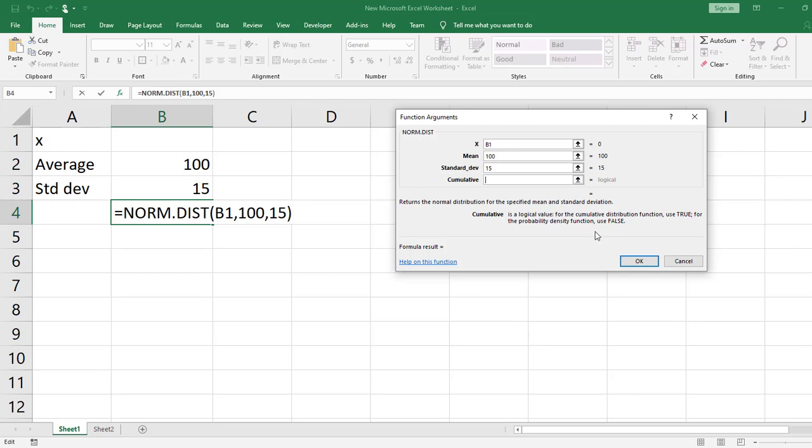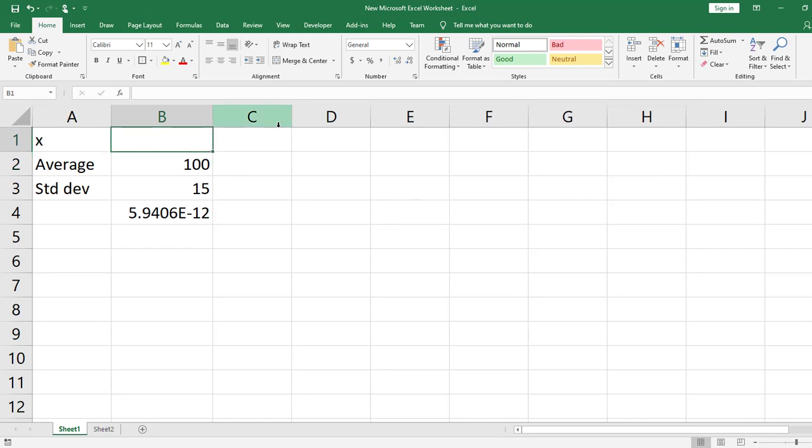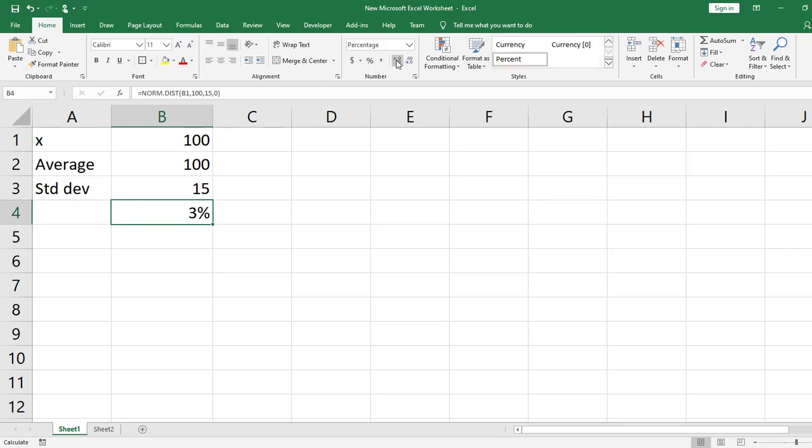What cumulative means is it will evaluate at exactly X if you type in 0, meaning it's not cumulative, or it will evaluate at X or less if you type in 1. It's always going to be X or less if you type in 1. So if I type in 0, it's giving me it for X equals 100. I put in the 100 because that's the average IQ, so I'm wondering what percent of people have an average IQ, and I get about 2.66%.